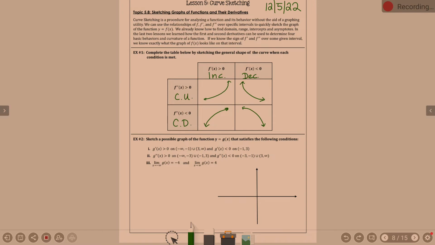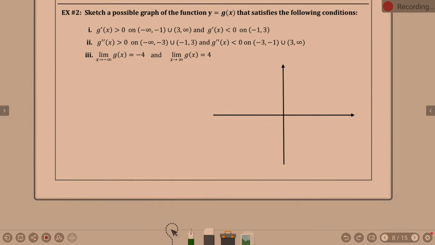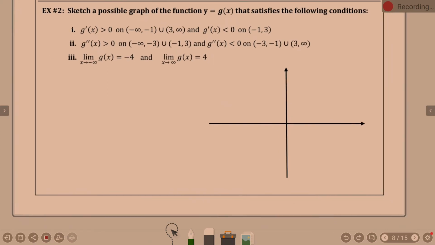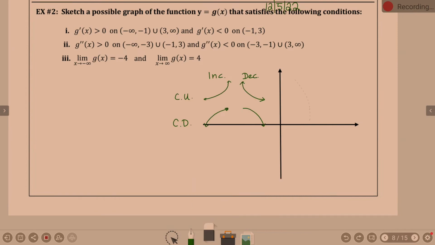Example 2. I'm going to blow this up. I don't have 2 pages per, so I'll blow this up to have more room to work with. Sketch a possible graph of the function g of x satisfying the following conditions. This is like the challenge here. I'm going to blow this up to make it readable for you guys, with room to work here.